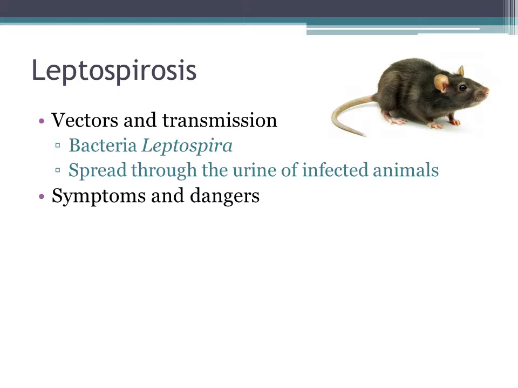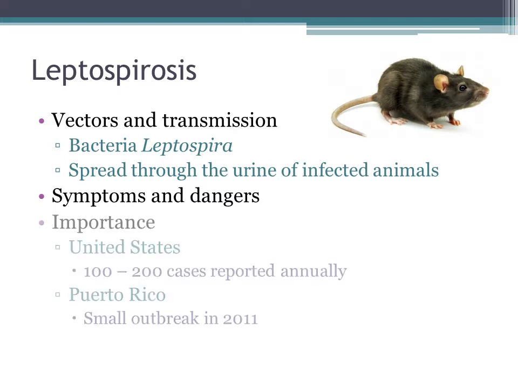If the disease develops without being treated, it may cause kidney failure, liver failure, and meningitis. Between 100 and 200 cases of leptospirosis are reported annually in the United States. Back in 2011, there was a small outbreak of the disease in Puerto Rico, but not many cases were reported.